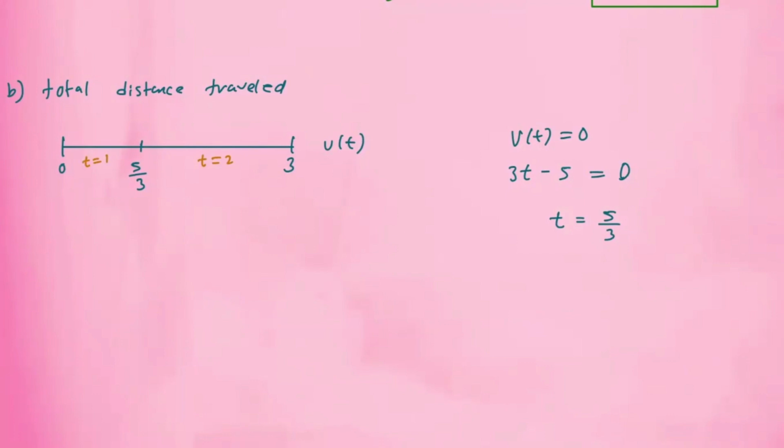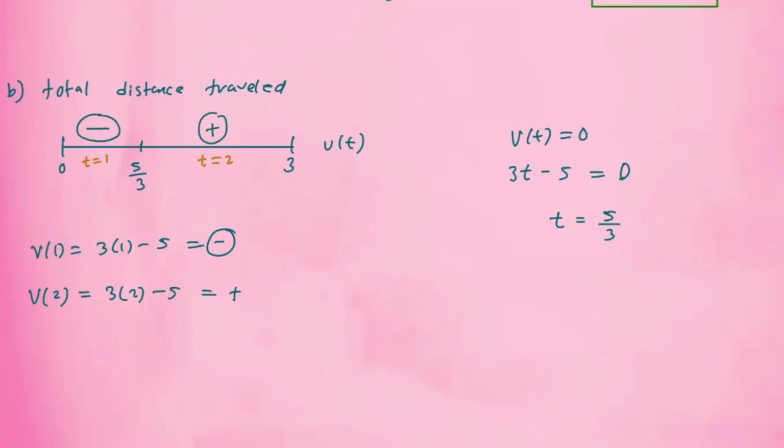So let's see what is v at 1. If you plug in 1, it will be 3 times 1 minus 5. That will certainly be a negative value, so it's negative. And then you'll plug in 2 into v, you'll have 3 times 2 minus 5. That will be positive. So here it's positive, here it's negative. So we know when to throw in the absolute value. Okay, so now we can calculate our total distance.